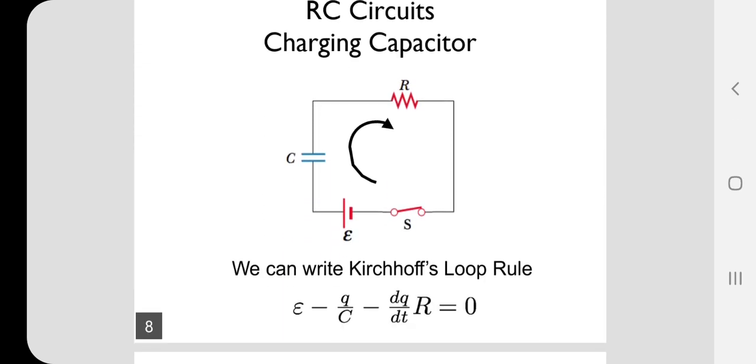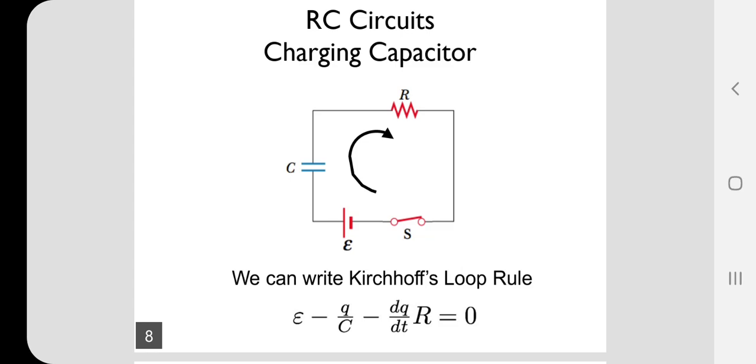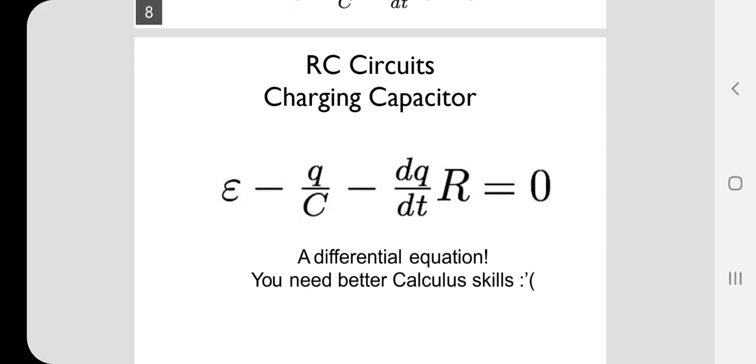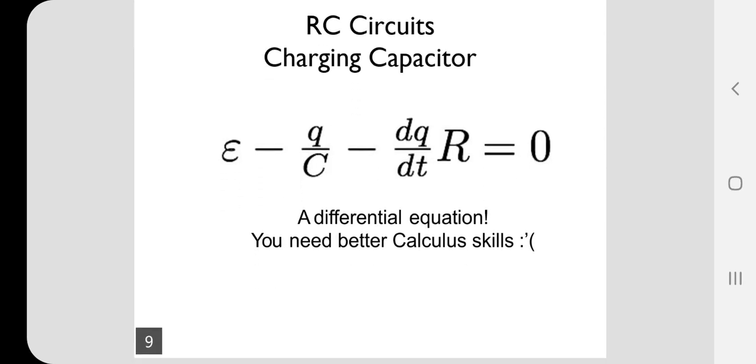Again, for charging the capacitor, we can write Kirchhoff's loop rule, or Kirchhoff's voltage law, in terms of the charge. Generally I is equal to dq by dt, the rate of change of charge, which is called the current. So instead of I, we write dq by dt. So E minus q by C minus dq by dt into R is equal to 0. From Kirchhoff's voltage law, when the switch is closed and the capacitor is charging, we rewrite the equation: E minus q by C minus dq by dt into R is equal to 0.